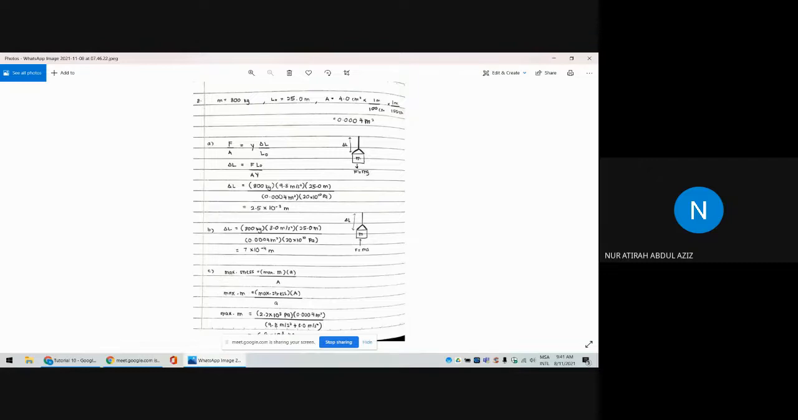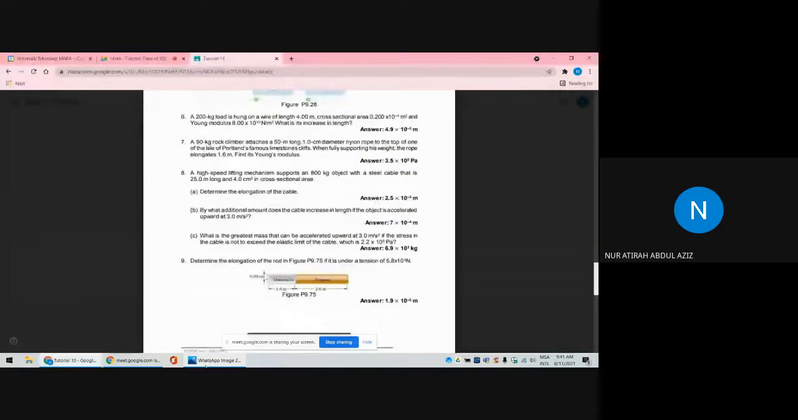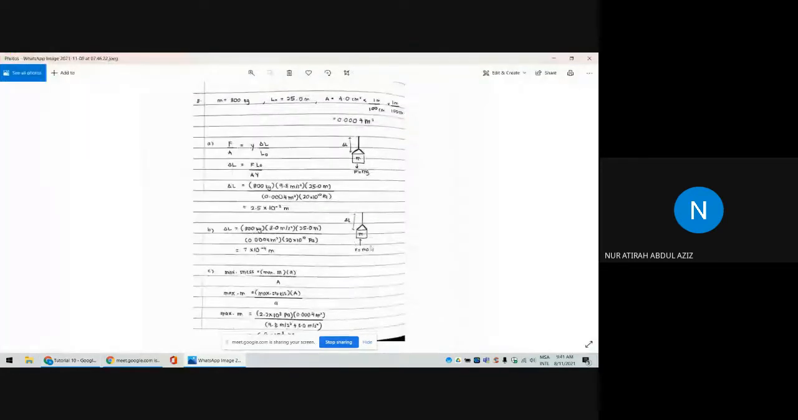Then untuk soalan B, by what additional amount does the cable increase in length if the object is accelerated upward at 3.0 meter per second squared. Accelerate upward. Jadi force dia dah naik ke atas. Saya guna formula yang sama, cuma saya ubah acceleration ni. Dan saya dapat jawapan 7 times 10 to the power minus 4 meter.